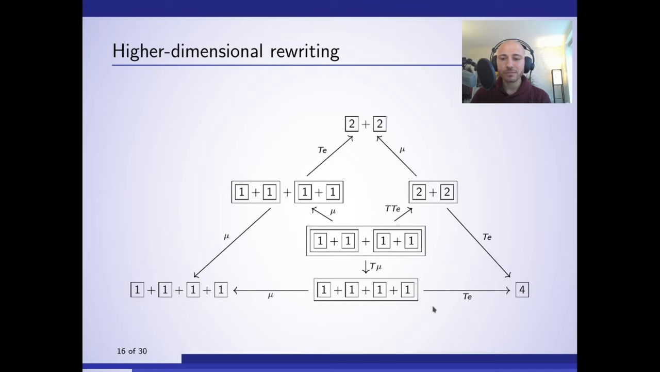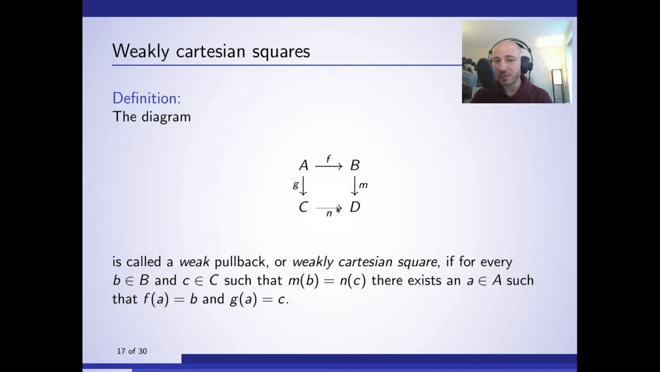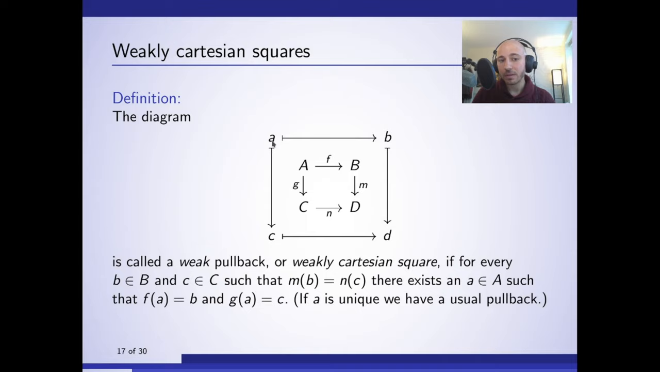First of all, a square in Set (you can generalize this, but let's do it for sets) is called a weak pullback, or a weakly Cartesian square, if the following happens. The square commutes, but moreover, if you have an element b of B and c of C such that they agree once you map them to D with these maps, then you can find an element of A that goes to c via g and goes to b via f. Now, this may remind you of a pullback. A pullback is precisely this when this element a is unique. A pullback says that this has to be unique. In a weak pullback, it is not unique.